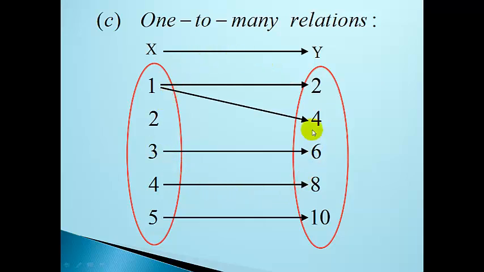So a relation is said to be a one-to-many relation if one element in X is related to more than one element in Y. It's a one-to-many relation. That is, an element in X is related to 2 elements in Y, either 2 or more. So 1 is related to 2 and 4, and that is why this is called a one-to-many relation.